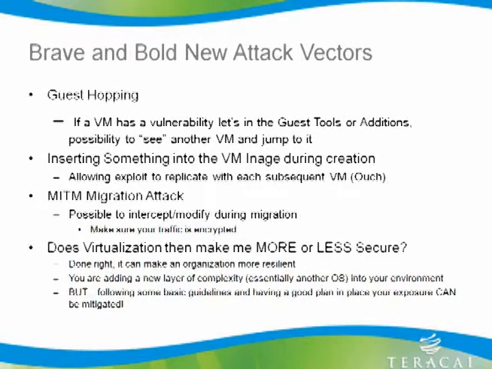Some of the attack vectors that we do get concerned about these days, the first one is called guest hopping, and we talked about that a little bit in the last slide. It's similar to the hypervisor escape. If somebody can exploit something within the guest tools or additions, there's a possibility to see another virtual machine and jump to it. Whether you're able to exploit that guest tools to turn up some memory space where another virtual machine is in there and get to it, those can go from easy to relatively complex depending on the nature of the vulnerability. So they range pretty widely.